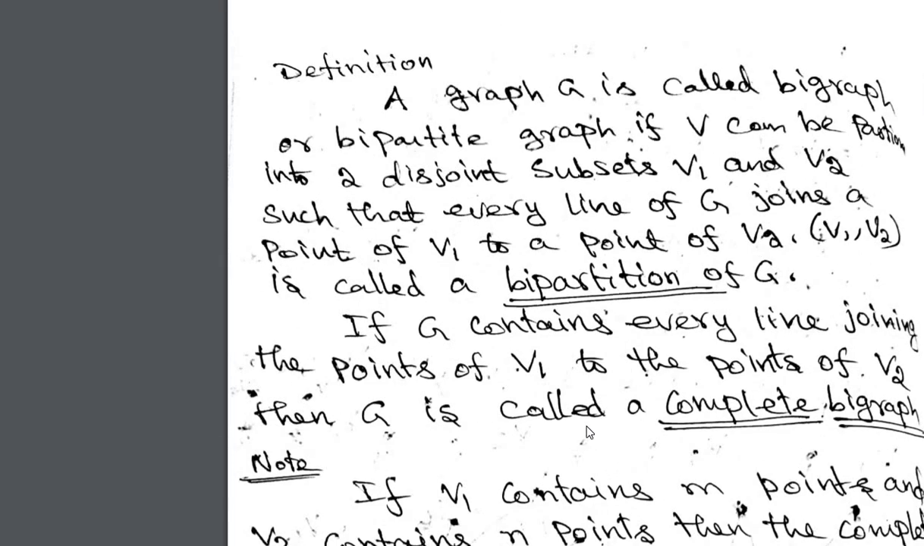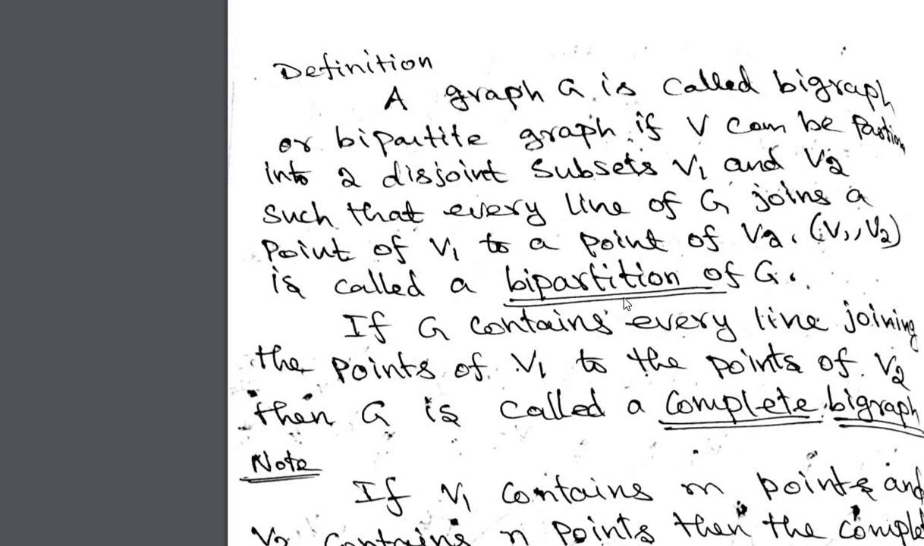Next definition is the bipartition of a graph G. A graph G is called a bigraph or bipartite graph if V can be partitioned into two disjoint subsets V1 and V2, such that every line of G joins a point of V1 to a point of V2. Then (V1, V2) is called a bipartition of G.